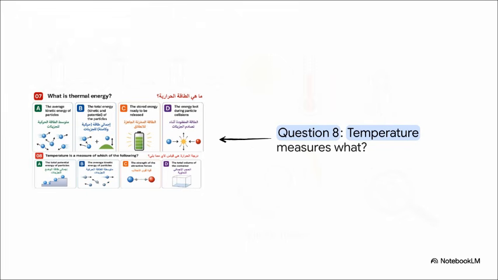And right behind it, question 8 asks, temperature is a measure of which of the following? Again, temperature completely ignores the total, and it doesn't care about potential energy at all. It only measures the average speed, or kinetic energy. So choice A is the winner here, the average kinetic energy of particles.